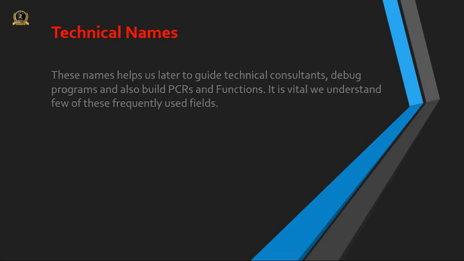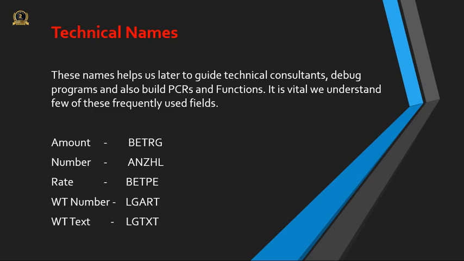Technical names. These names help us later to guide technical consultants, debug programs, and also build PCRs and functions. It is vital we understand a few of these frequently used fields. These are like nicknames, BETRG for amount, ANZHL for number, and so on.